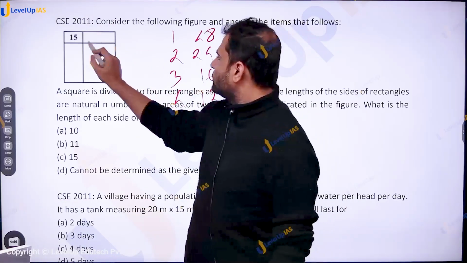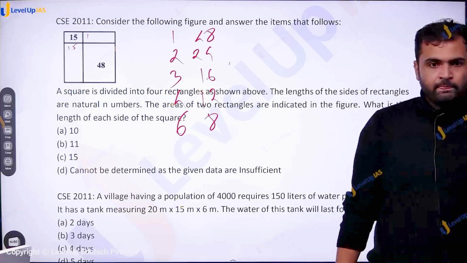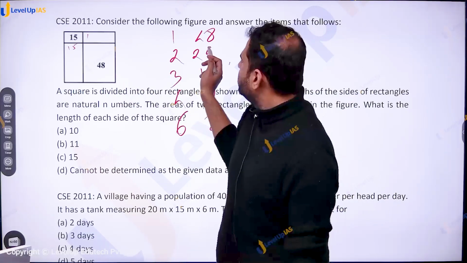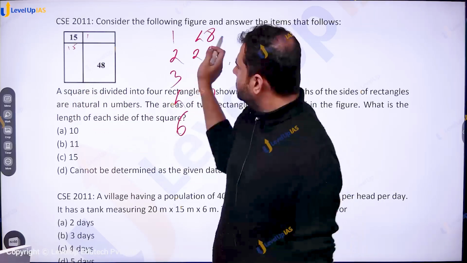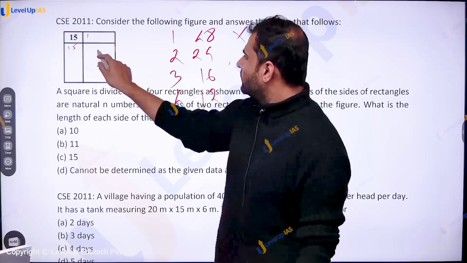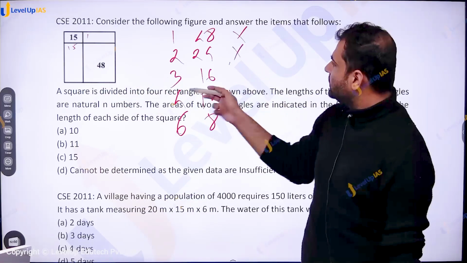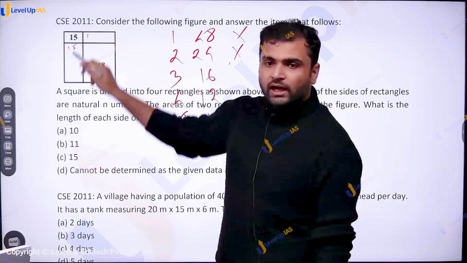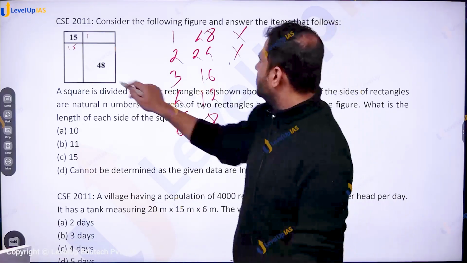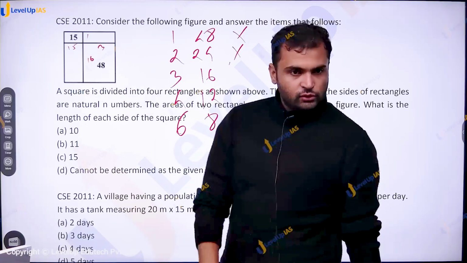Another case was 1 and 15. That is all. So let us see, can 1 and 15 and 1 and 48 come together? No. 48 plus 1 is 49, 15 plus 1 is 16. 2 and 24, 25 and 17. No. 3 and 16, 18 and 17. This comes very close to being a square, but still not a square. This is 16, this is 3. So this is 18, this is 17. Not a square.